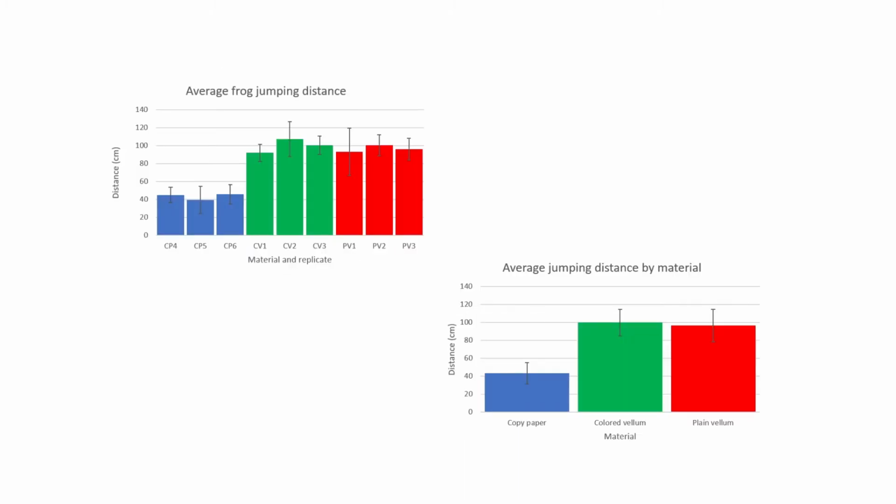I made 2 bar graphs from the descriptive statistics. The first shows the data from each frog. The second shows the data just for the different materials. The error bars represent standard deviations.